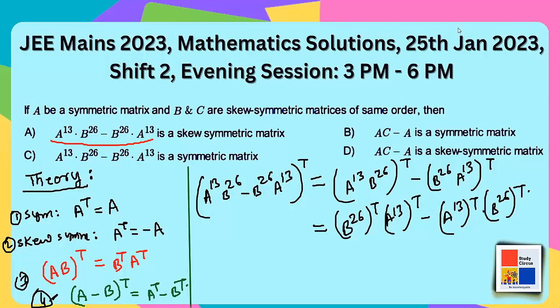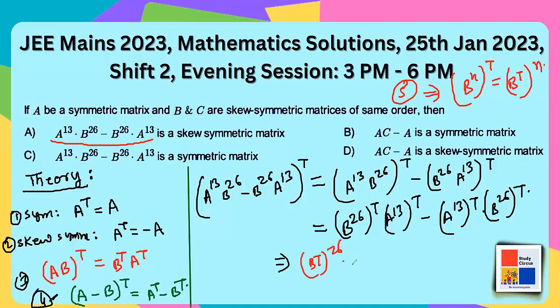And one more thing: B to the power n, transposed, is the same as B transpose to the power n, for any matrix B. Let's name it the fifth property, and we'll use the fifth one here. So this can be written as B transpose to the power 26, A transpose to the power 13 minus A transpose to the power 13, B transpose to the power 26.